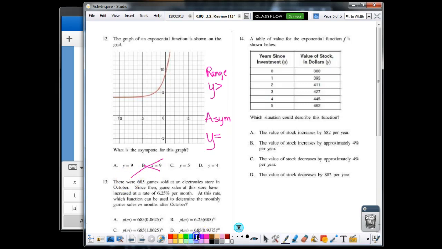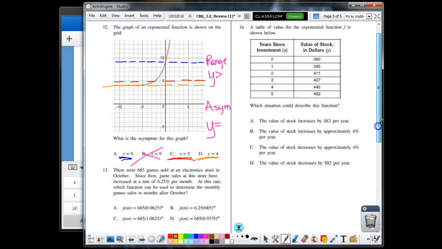Okay, so then if you need to graph these, put these in decimals. Y equals 9 would be this line right here. Okay, then y equals 5 would be this one. And then y equals 4 would be this one right there. Okay? So this should be pretty straightforward.